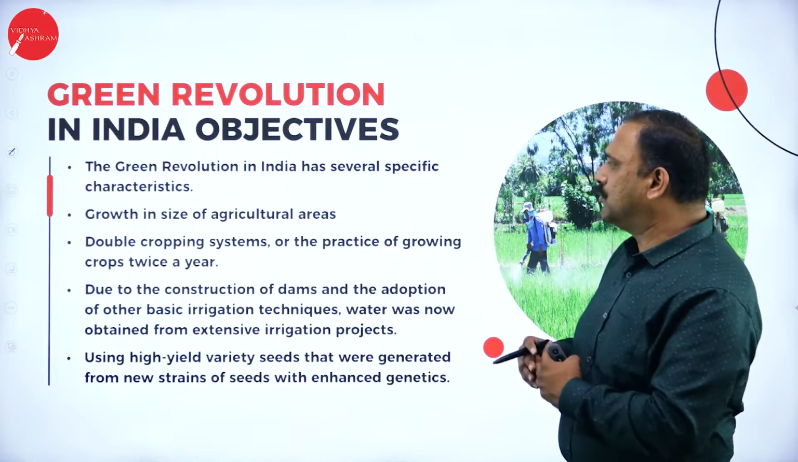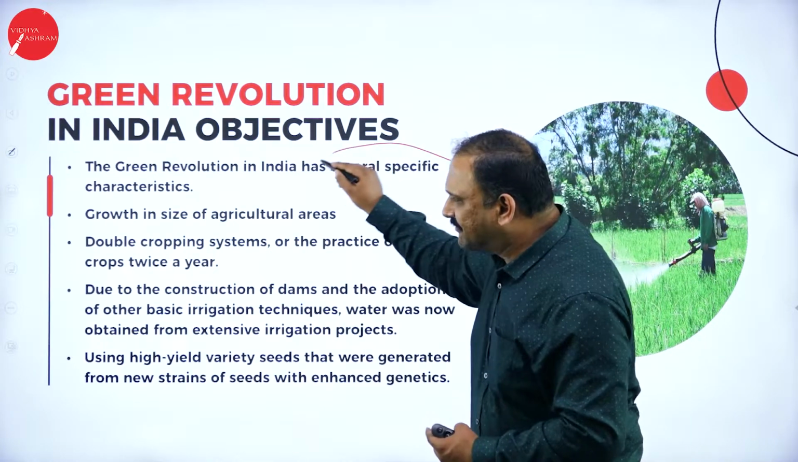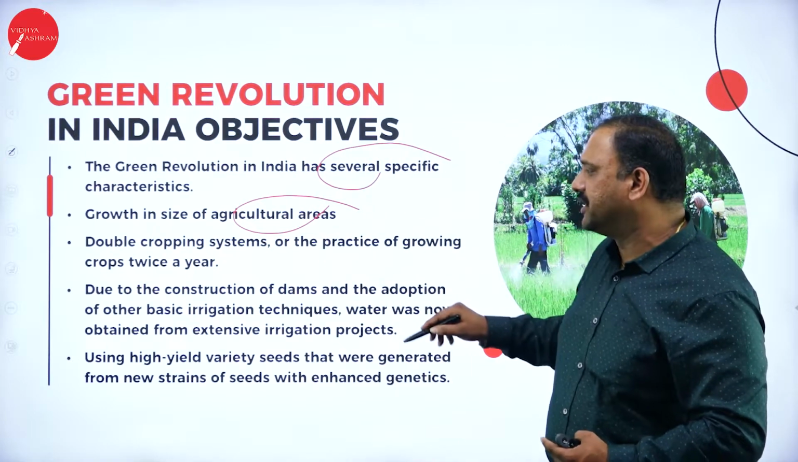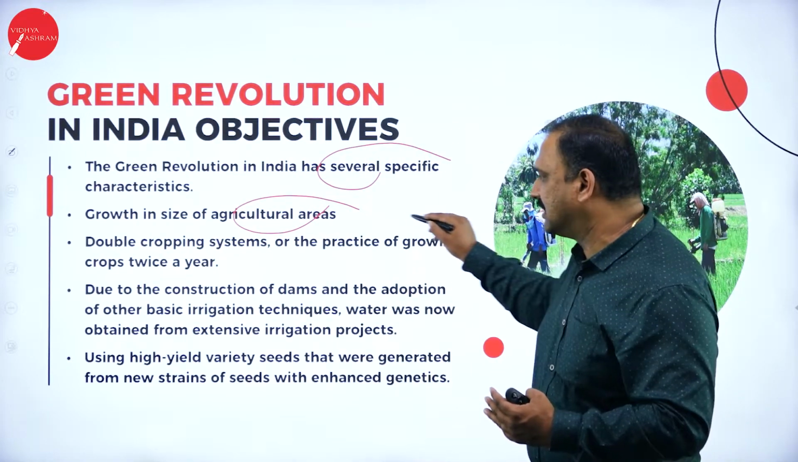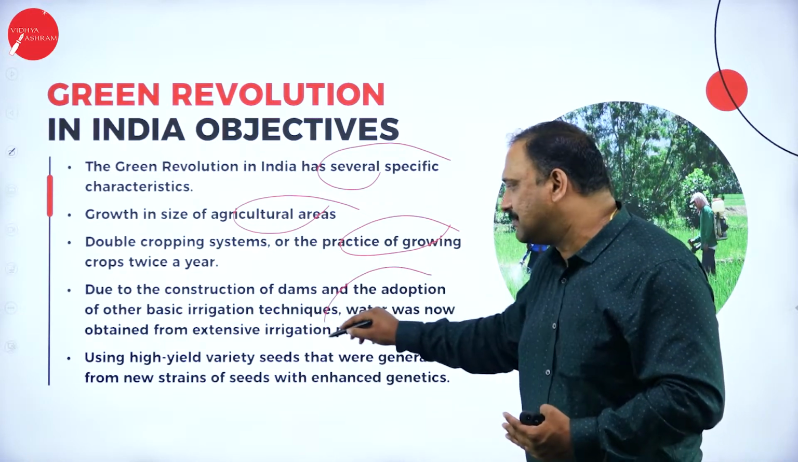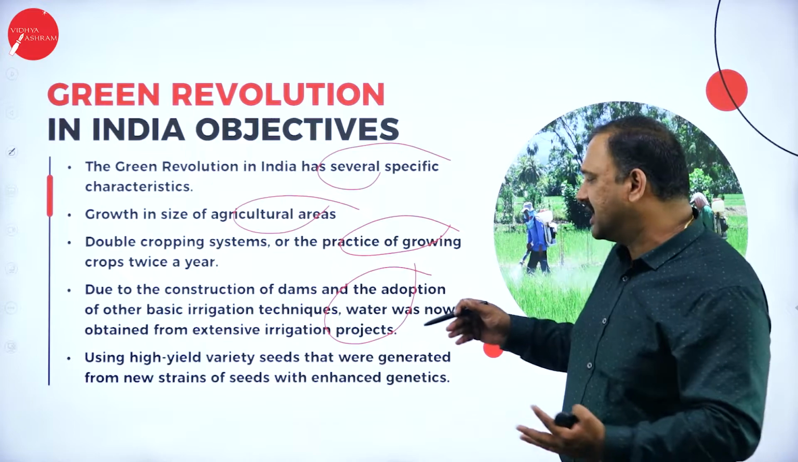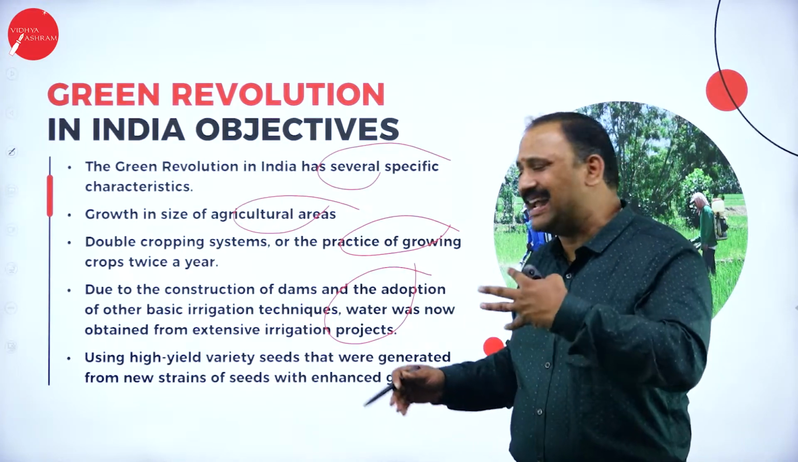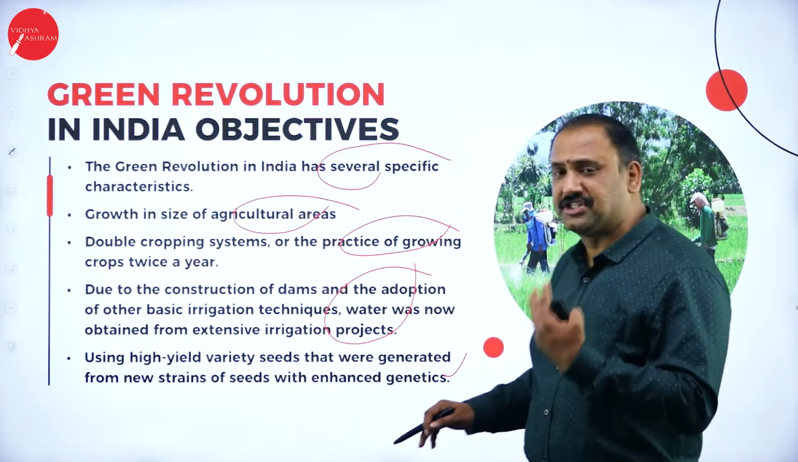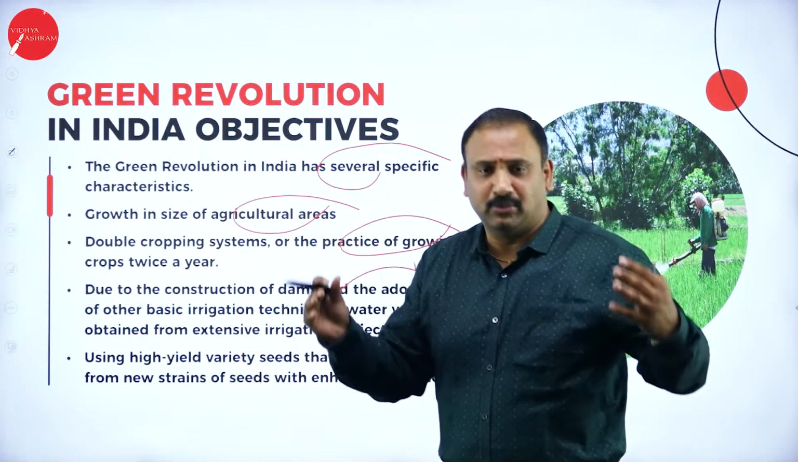The first objective was that it had several specific characteristics. The first one was growth in size of agriculture area, double cropping system or practice of growing crops twice a year. Now due to the construction of dams and adoption of basic irrigation techniques, water has now obtained an extensive irrigation project, using high yield variety seeds which generated greater amount of output.